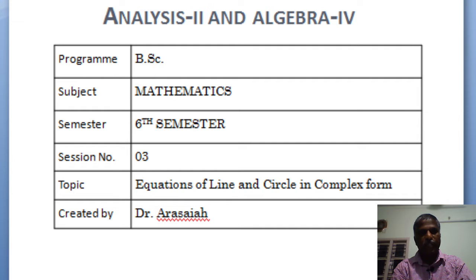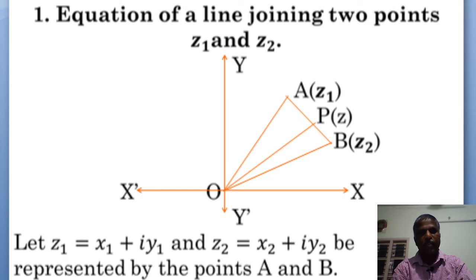Similar to that, here we have to find the equation of line in complex form. First, we find the equation of line joining two points in complex form. Let us see how to find it. Here the points are z1 and z2, that is z1 is equal to x1 plus iy1 and z2 is equal to x2 plus iy2. These are complex points represented by A and B.